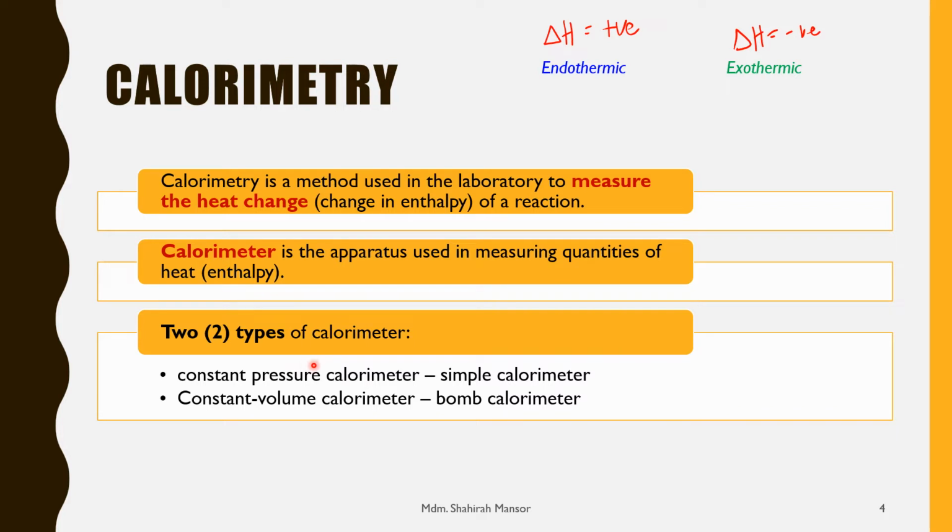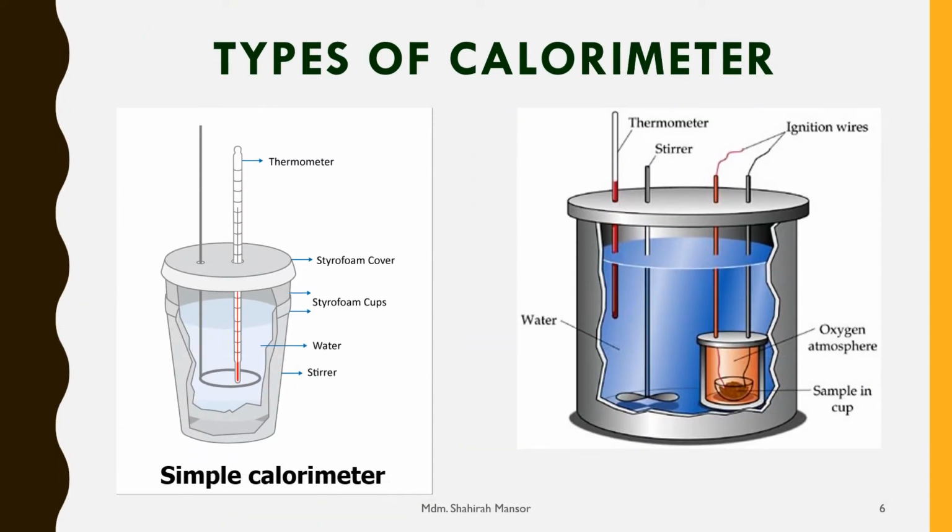And we have two types of calorimeter that you will learn in today's lecture, which are the constant pressure calorimeter, also known as simple calorimeter, and also the constant volume calorimeter or bomb calorimeter. These are the two types of calorimeter. This is the simple calorimeter, also known as the coffee cup calorimeter. Okay, why coffee cup calorimeter? Because at gatherings, feasts and so on, we drink coffee in a polystyrene cup, right? So, another name for this simple calorimeter is the coffee cup calorimeter.